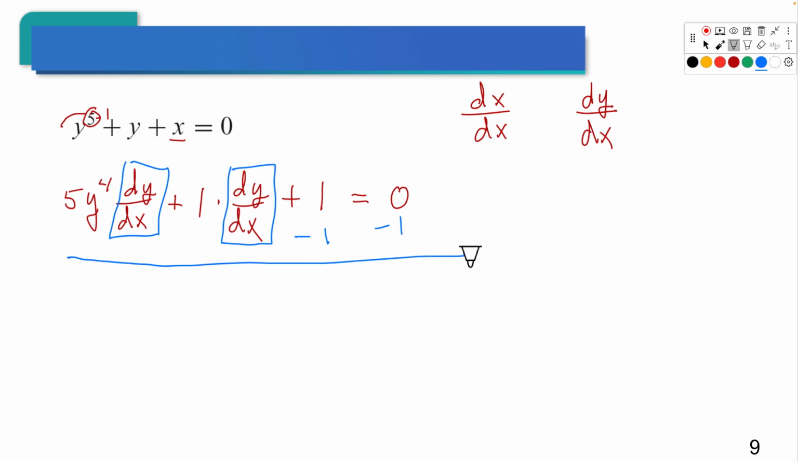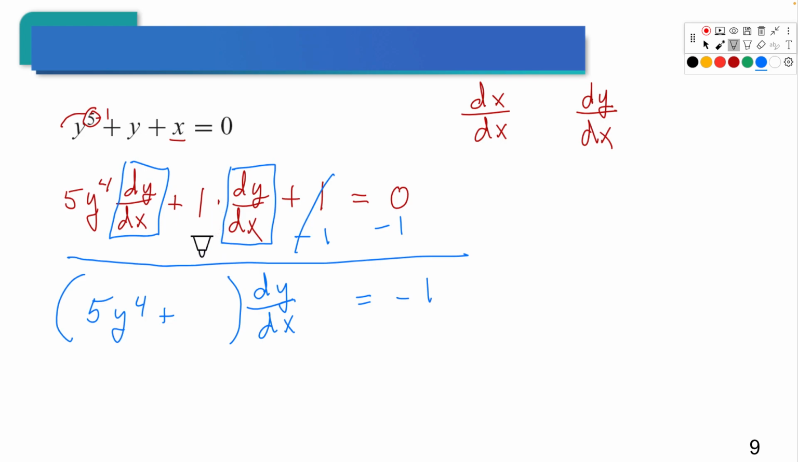And so I'll do it in this way. Plus 1 minus 1, that's 0. 0 minus 1 is going to give us a negative 1 over here. And in the same step, I'm going to factor out the dy dx. So those get factored to the back. And what's left, that got out of there, so I've got a 5y to the 4th.